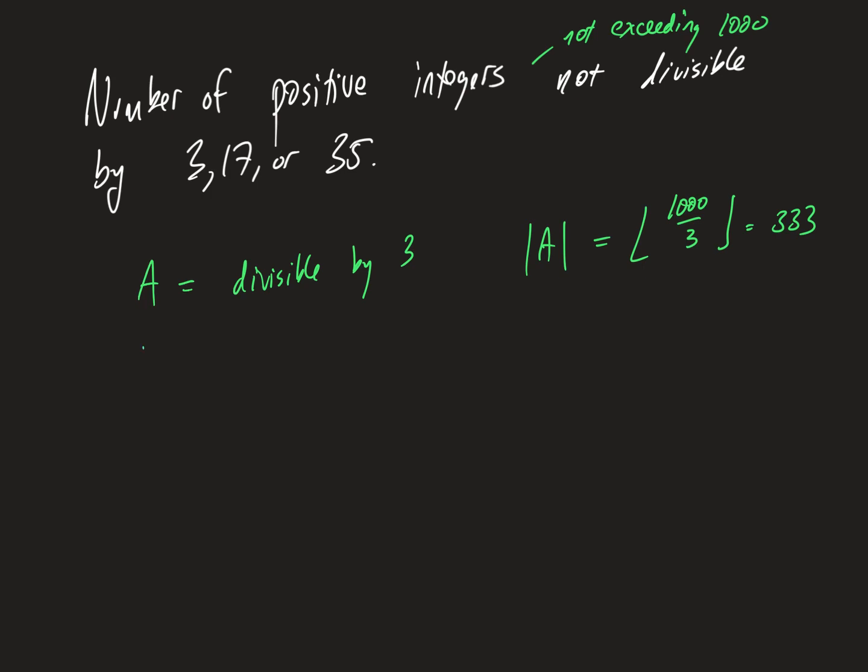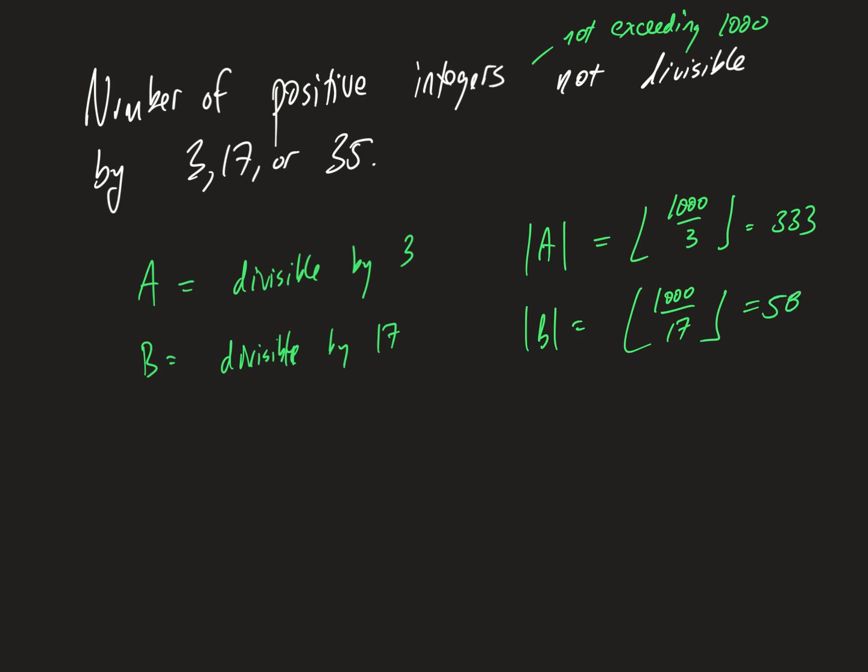Okay, and let's say that B is going to be those numbers divisible by 17, then the cardinality there is 1,000 divided by 17. Take the floor of that. That will be 58.